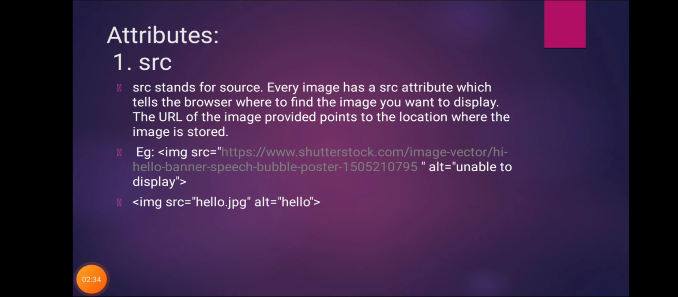Attributes. What are the different attributes of the img tag? The first attribute is src. Src stands for source. Every image has a source attribute which tells the browser where to find the image you want to display. Means the src attribute is compulsory, you have to add it. The URL of the image provided points to the location where the image is stored. Whatever location that image is stored at, we need to add that whole URL in the brackets, in the double quotes of the src.